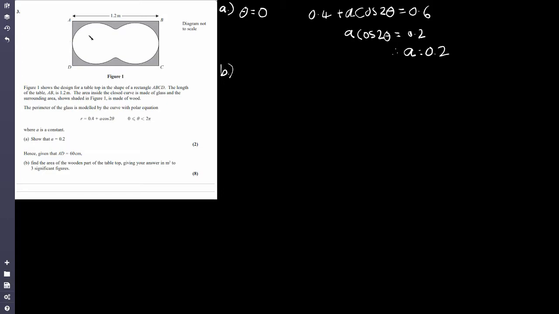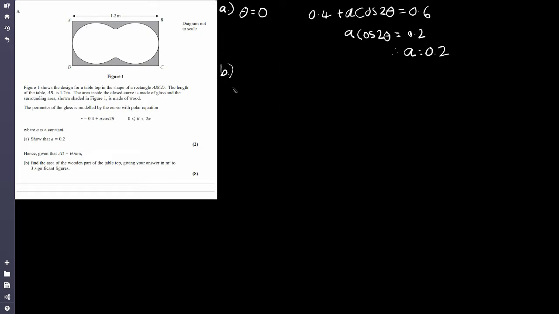Now, for this question here, we've got to work out this area for the shaded parts. Well, how would we do that? Well, if I can work out the area of the rectangle and then minus the area enclosed by this curve here, then we can work out the shaded parts, because that's all we get left with. So let's work out the area of the rectangle first, then we can work out the area of this curve here, and then we can subtract them to get the shaded parts.